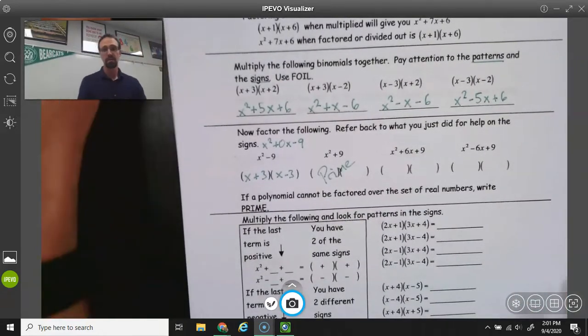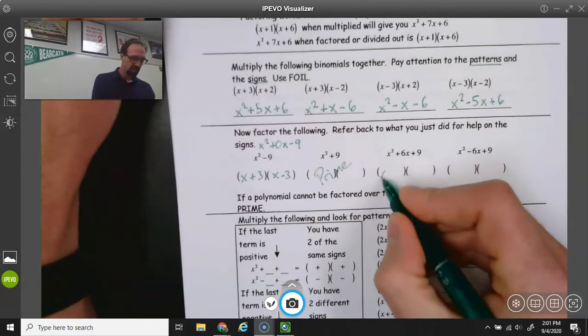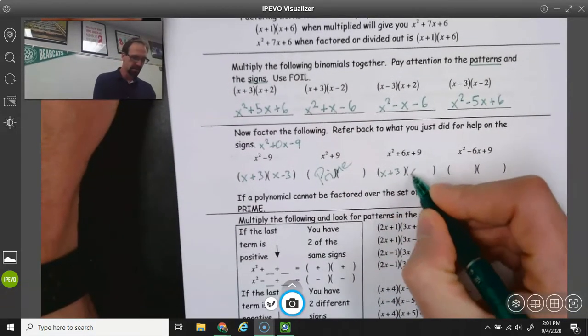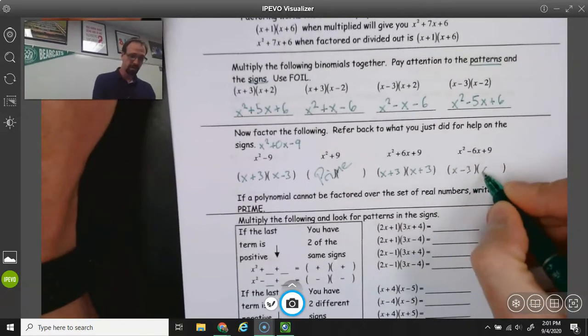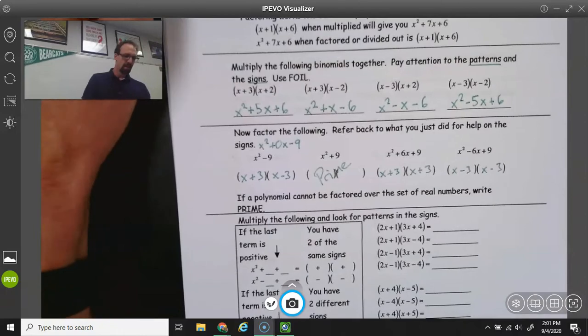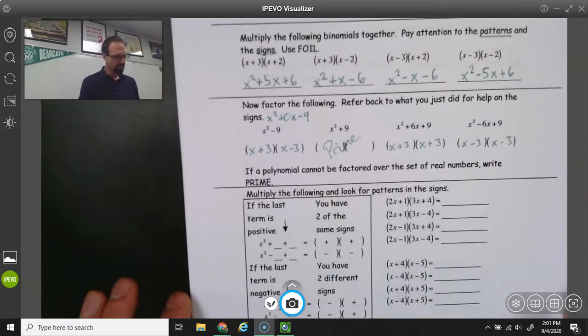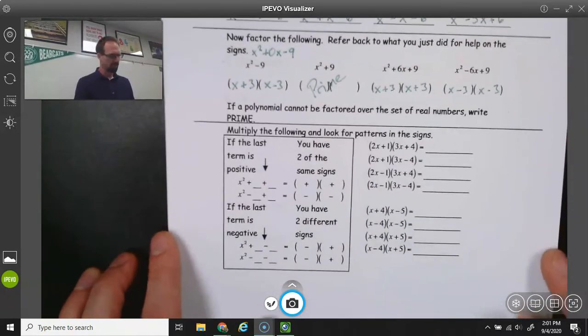The next one, x squared plus 6x plus 9. You may know that as x plus 3 and x plus 3. And then this last one is x minus 3 times x minus 3. So let's kind of generalize this into some sort of pattern if we can.